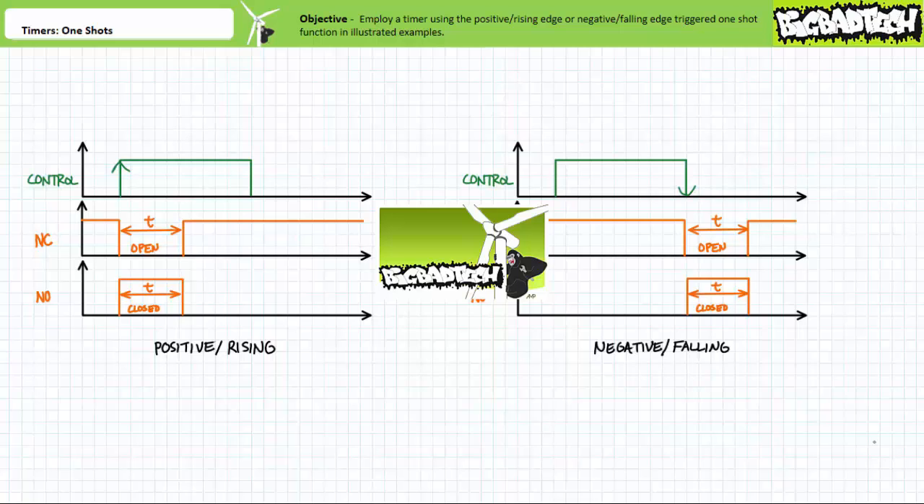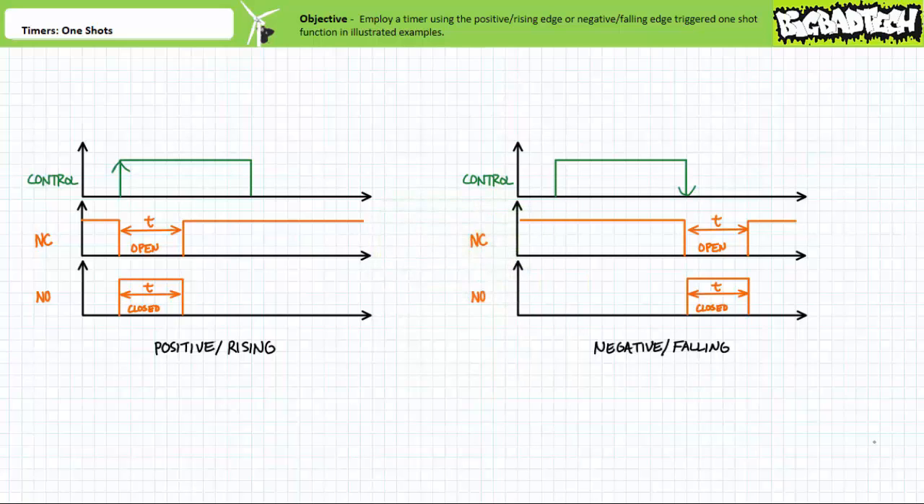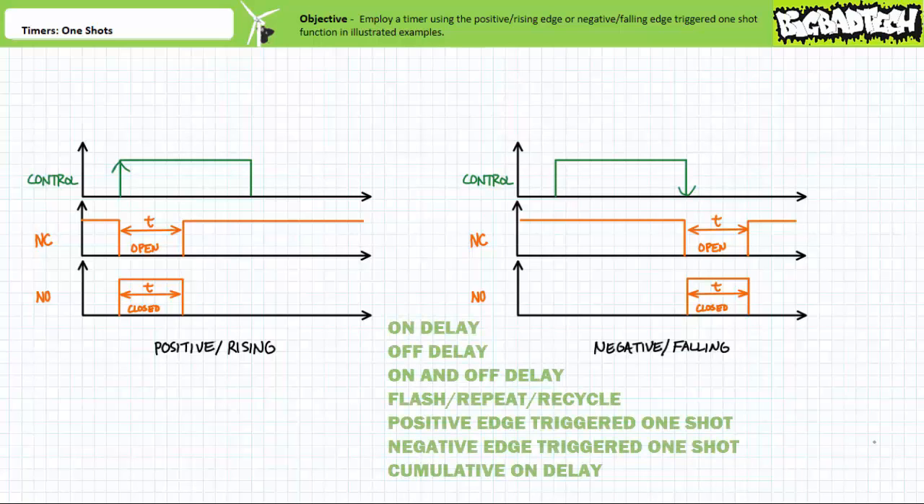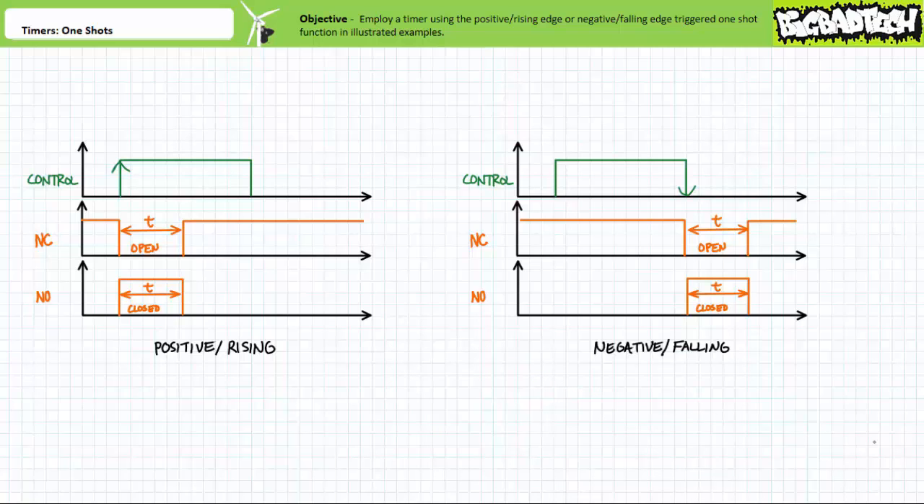If you haven't watched these lectures yet or only dimly recall their contents, please take the time, pardon the pun, to do so now. Recall that a timer is a control device that exhibits a time-based shift between the assertion of its controlling input and the activation or deactivation of its associated contacts. Timers can perform numerous functions, including but not limited to on delay, off delay, on and off delay, flash, repeat or recycle, positive or negative edge-triggered one-shots, cumulative on delays, and more. Today's lecture deals exclusively with the one-shot function, both positive or rising edge-triggered and negative or falling edge-triggered varieties.